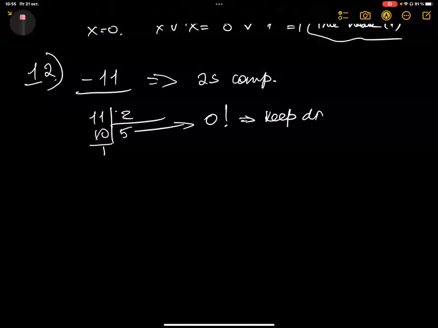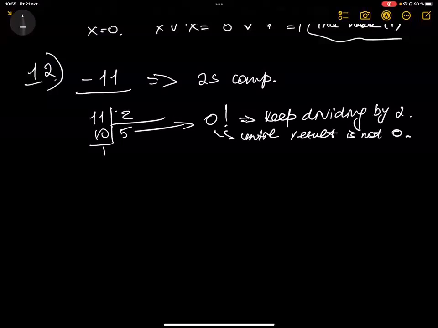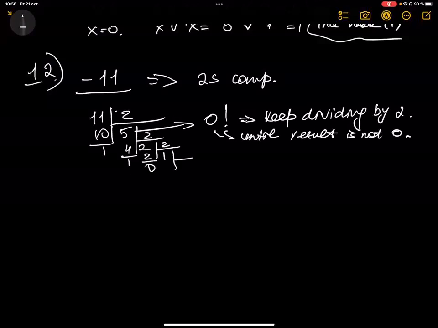Keep dividing by what? Keep dividing by 2. This means until a result is 0. So 11 divided by 2 is going to be 5, remainder 1. 5 divided by 2 is going to be 2, remainder 1. 2 is not 0, so 2 divided by 2 is going to be 1, remainder 0. And 1 divided by 2, because 1 is not 0, is going to be 0, remainder 1. So the outcome is 0. So stop here.